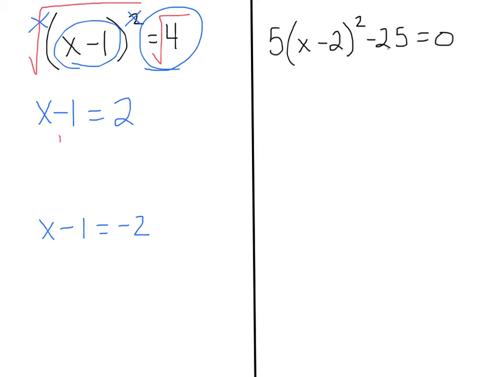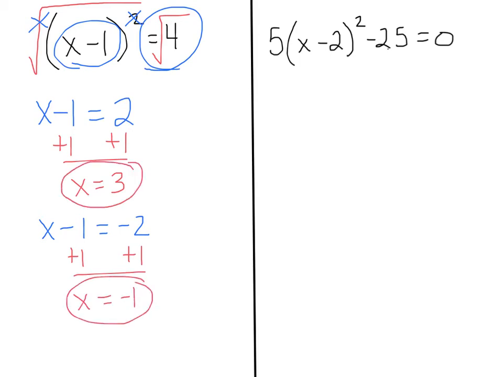So I will add 1 on both sides, and I get x equals 3. And I will add 1 on both sides here, and so I get x equals negative 1. And so those two are my answers. Okay, so pause the video and try and see if you can work this one all by yourself. You're trying to solve for x.